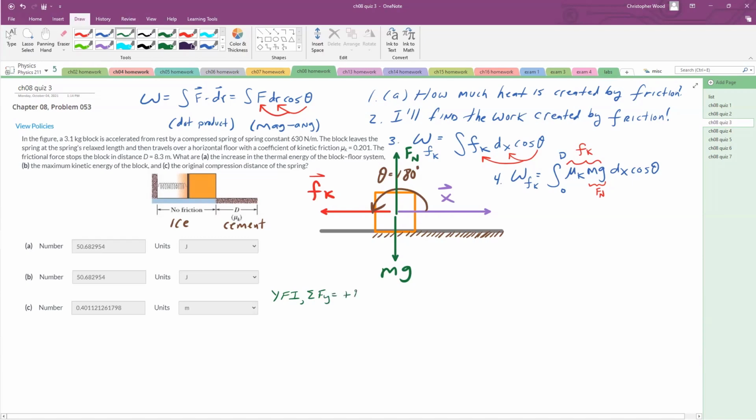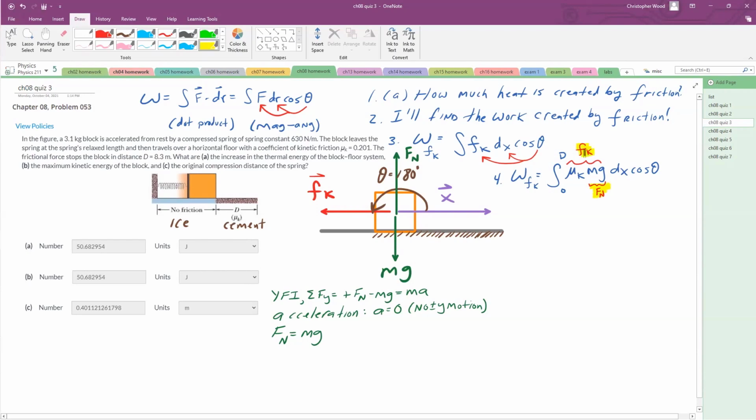equals F sub n going up minus mg going down. And Newton's second law says that's mass times acceleration. And your next step is to always say something about acceleration. I can say A equals 0, because there's no plus or minus Y motion. The block does not leave the floor. It's moving left or right, but it's not moving up or down. So you could see this maybe immediately: the normal force is the same as mg. That's why the normal force is simply the weight force.